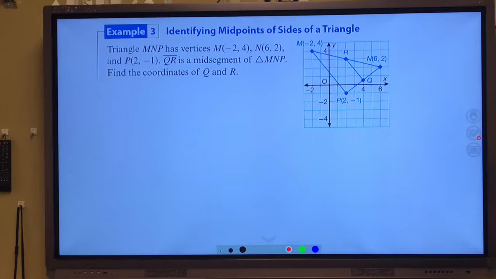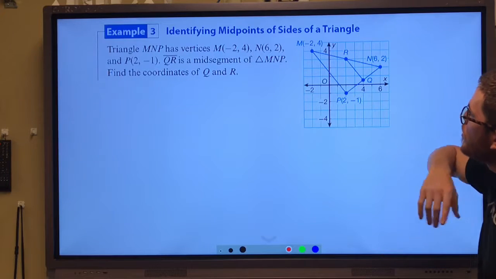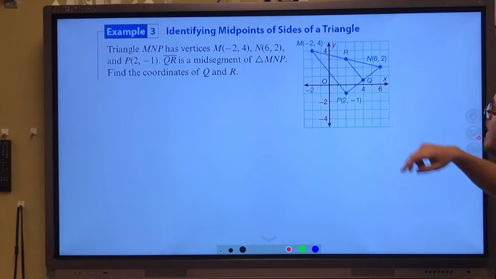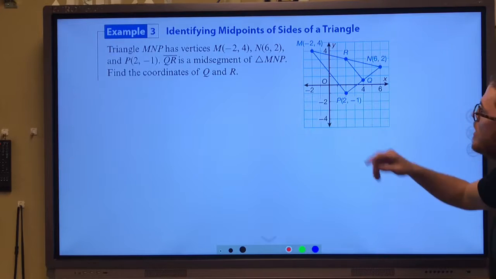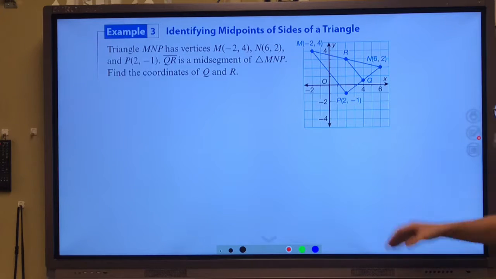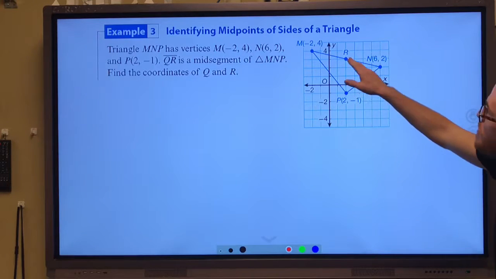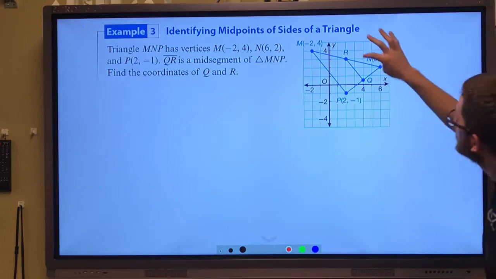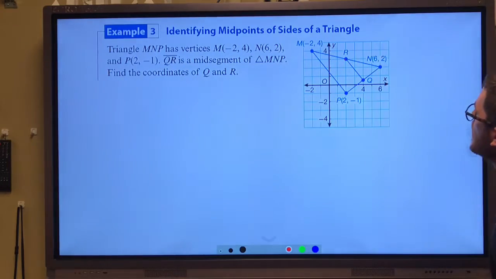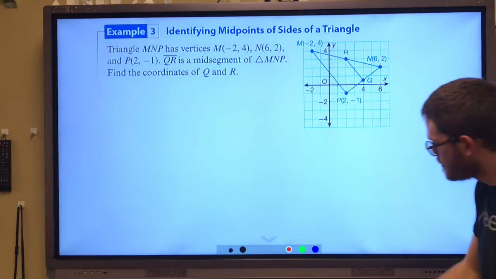Now here we want to identify midpoints and sides of a triangle. It says triangle MNP has vertices M at -2, 4, N at 6, 2, and P here at 2, -1. They tell us QR is a midsegment of M and P. Find the coordinates of Q and R. Well, if QR is a midsegment, then it's guaranteed that R and Q are midpoints.